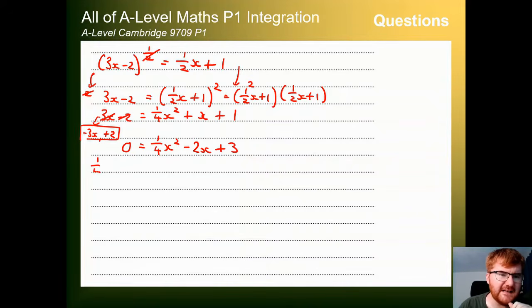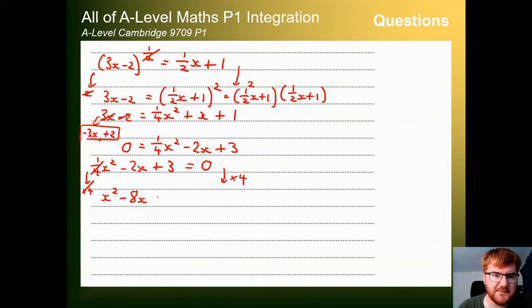At the moment, the quadratic is not quite in the form that's easy to solve here. Very well done if you can factorize directly from this. What I like to do is get the coefficient of the x squared to be 1. So all I'm going to do here is just times everything by 4 on both sides. This then gives me x squared minus 8x. 2x times 4 is 8x. 3 times 4 is 12. Again, timesing anything by 0 still leaves you with 0. And now we've got a very nice quadratic here to solve.